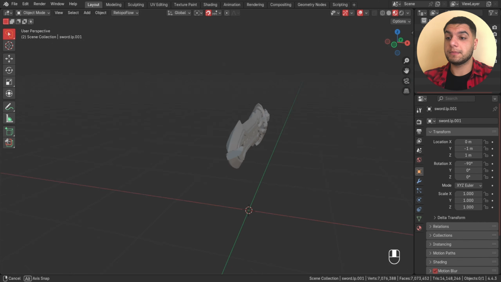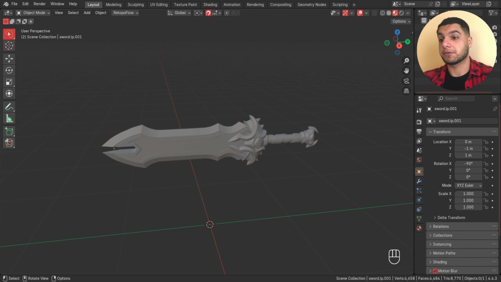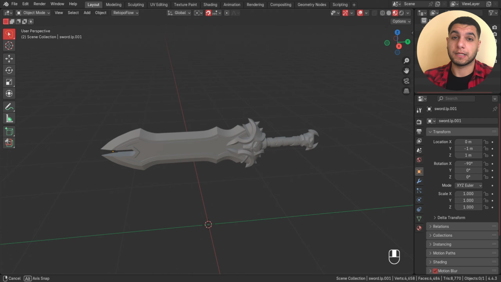This sword has over 14 million triangles, and this one has over 8,000 triangles. What's the main difference between them, and how to optimize them?